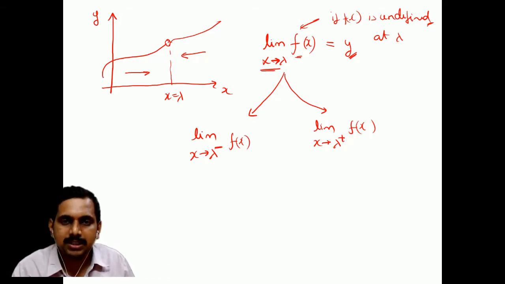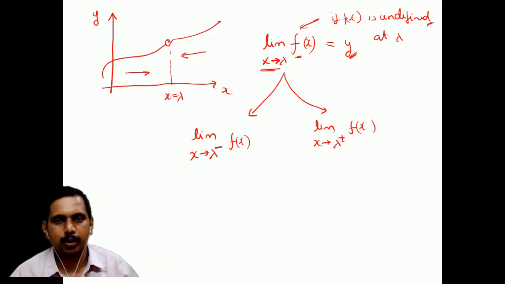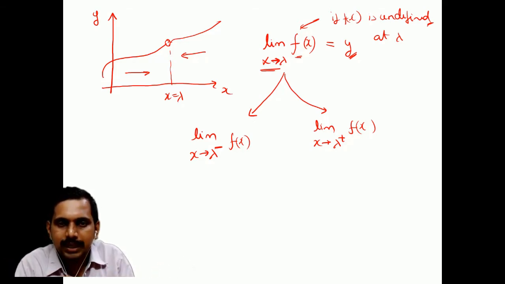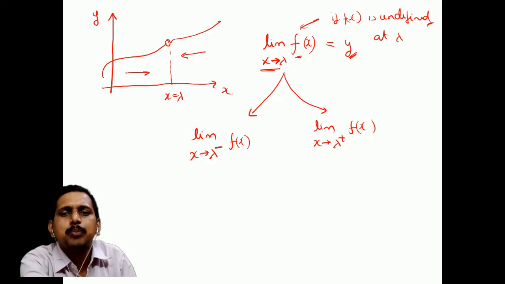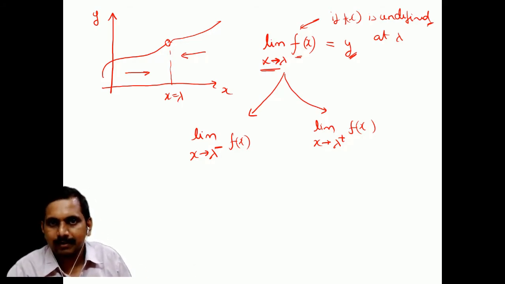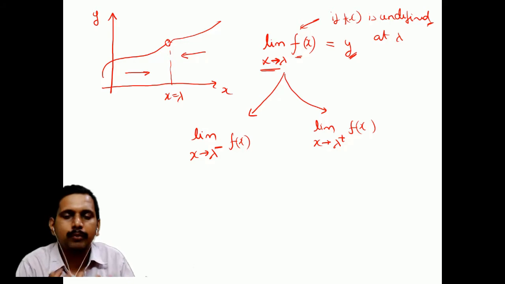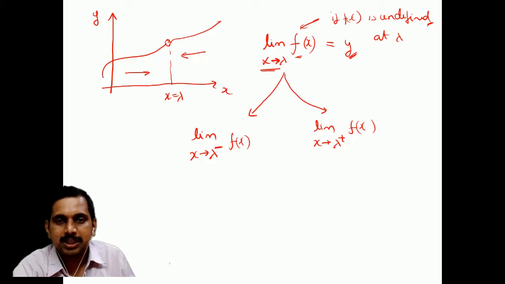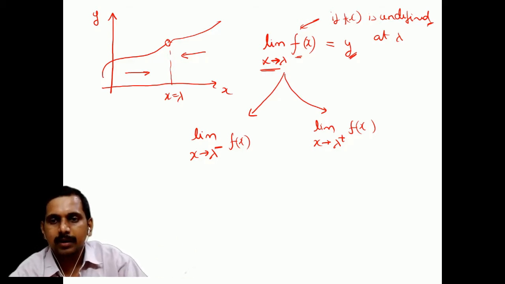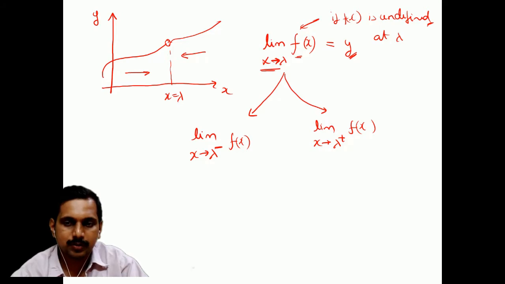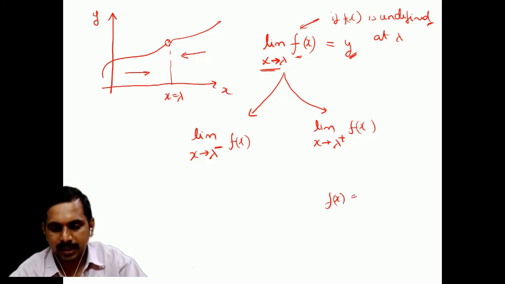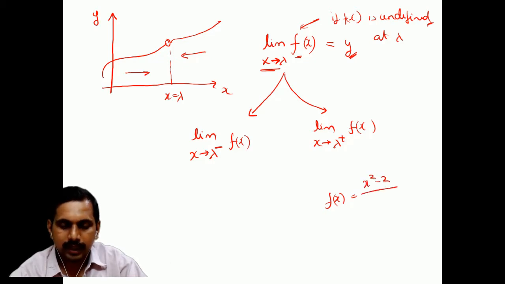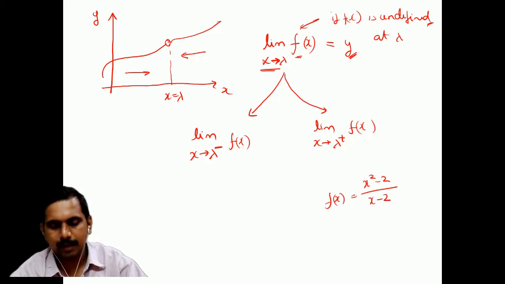But in case it is not defined, as we approach that point x equal to lambda, what would be the approximate value of y? We are not worried about the actual value. The actual value we do not know because it is undefined initially. Because f of x may come in such a way. For example, if I say f of x is equal to x square minus 2 divided by x minus 2, for example.